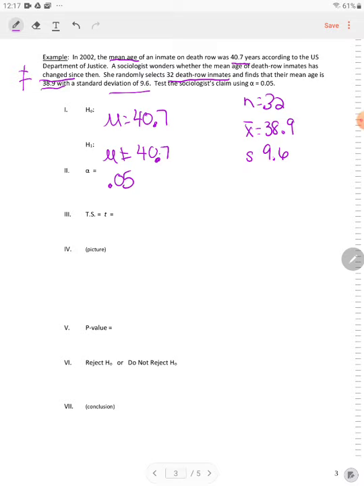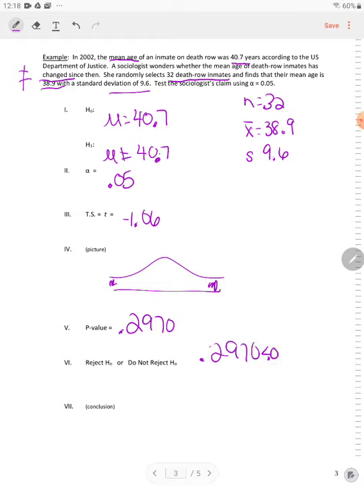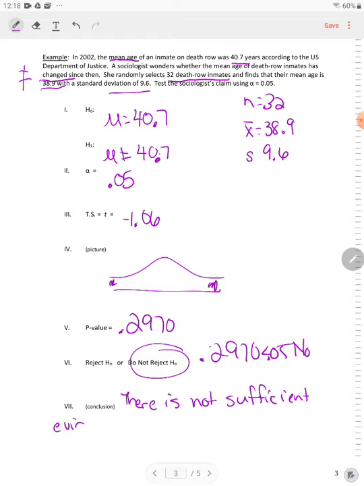Now, the test statistic is from the calculator, and so is the p-value. So those two pieces of information come from the calculator. So your test statistic is negative 1.06. Your picture for not equal to is a two-tail. P is equal to 0.2970. The question is, is 0.2970 less than alpha? No. So we do not reject. There is not sufficient evidence to support the claim.